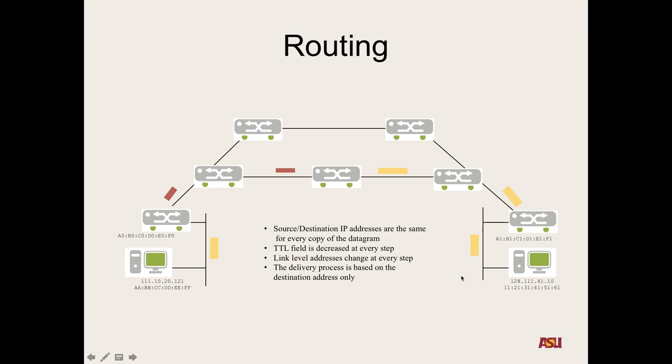The delivery process is technically based on the destination address only. That's the only thing each of the switches look at, though it's obviously also based on all kinds of crazy rules. So if we want to get this packet from 111.10.20.121 to 128.11.41.10, we first create it here. This Ethernet frame has a source and destination: the source is our Ethernet address, and the destination is the gateway's. Then at every hop along the way, that gets changed, so that when it gets here, the Ethernet frame's source is the gateway and the destination is the destination Ethernet address. So, questions on how routing works at a high level?